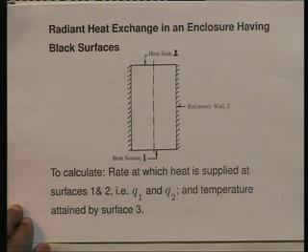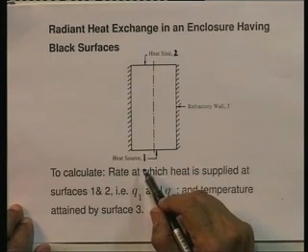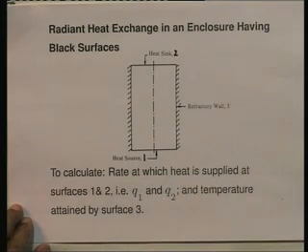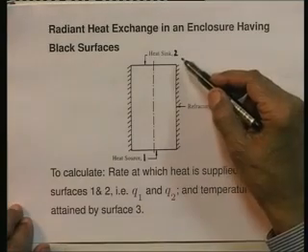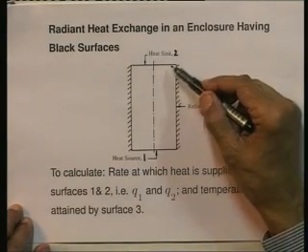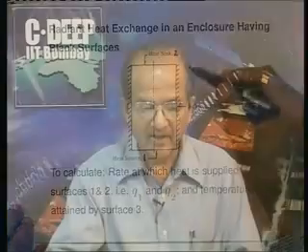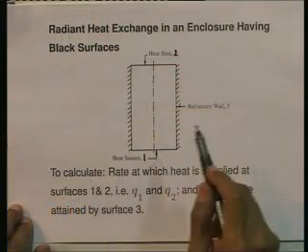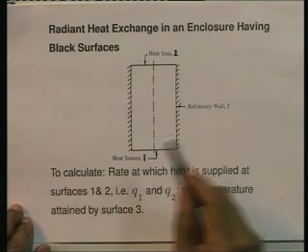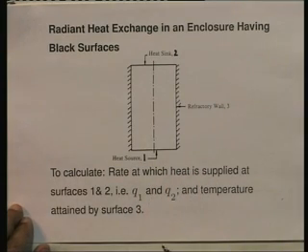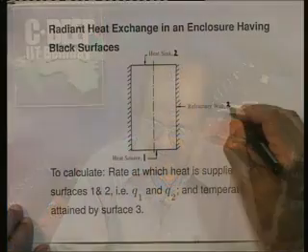Now, we are told in this case that surface 1 is at a temperature T1, surface 2 is maintained at a temperature T2, and surface 3 is a perfectly insulated wall. The curved surface is perfectly insulated. It has refractory material all around it, and we call that surface 3. All right.